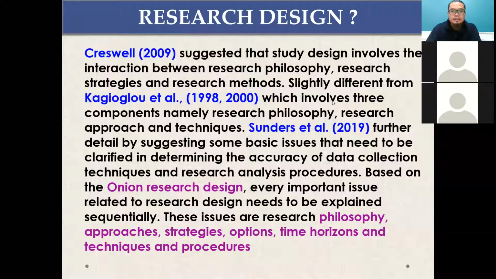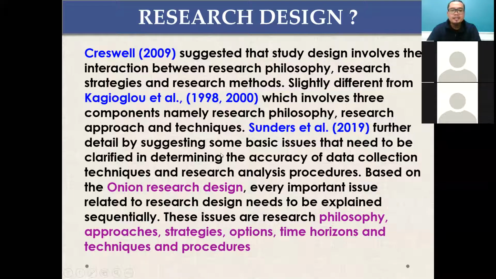For Saunders, actually Saunders proposed 6. Creswell suggests 3, Kogigolo 3, but Saunders suggests 6. Saunders 2019 is a new book. I will be sharing specifically chapter 3, the methodology, from Saunders.